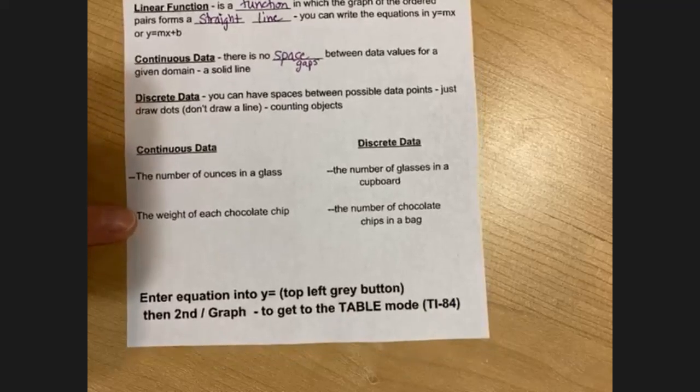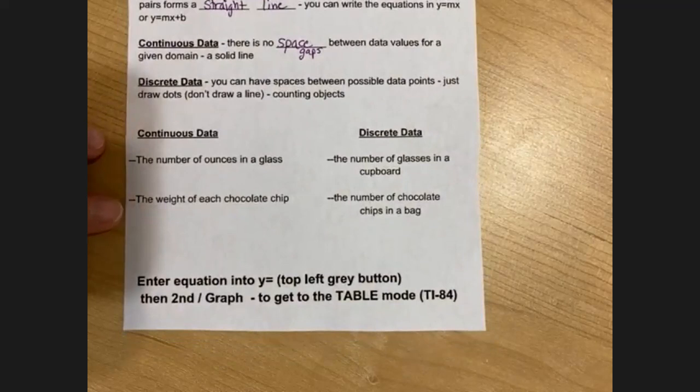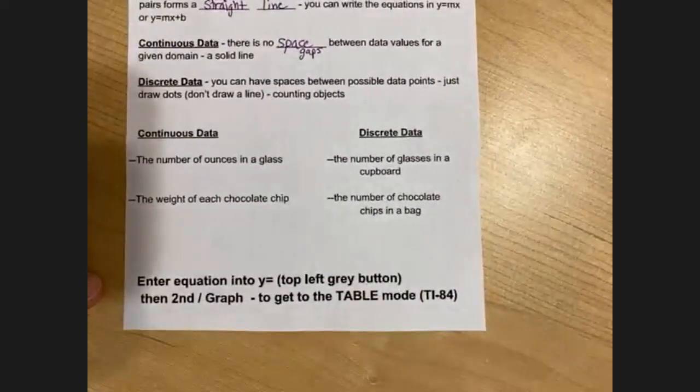Continuous might be the weight of the chocolate chip in your hand. If I weigh it, it could be continuous. It's something that could go on forever because I have more and more chocolate chips. And if I just say, what's the number of chocolate chips in my bag, I can actually physically count them. Your bag might have a different number than mine.